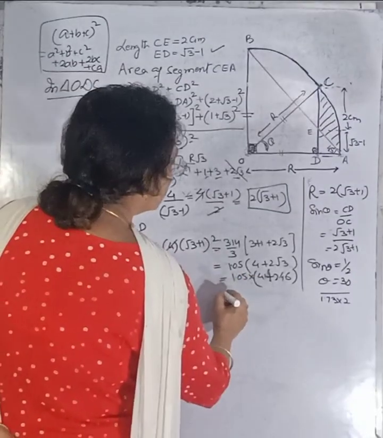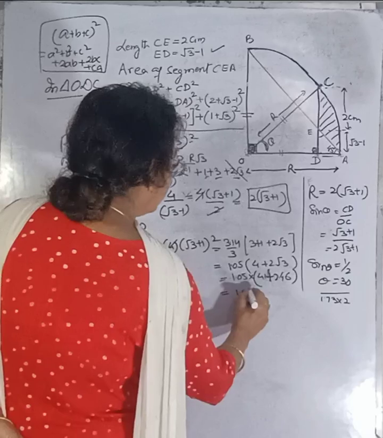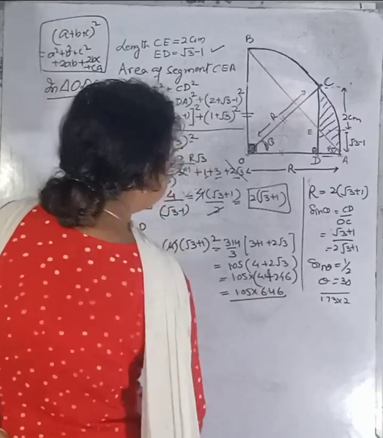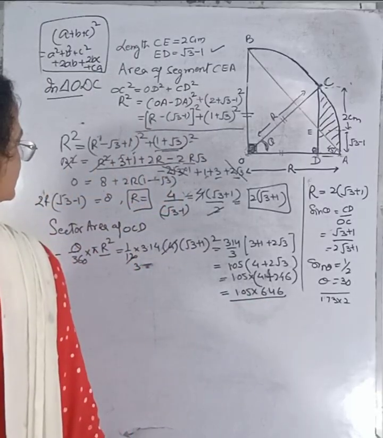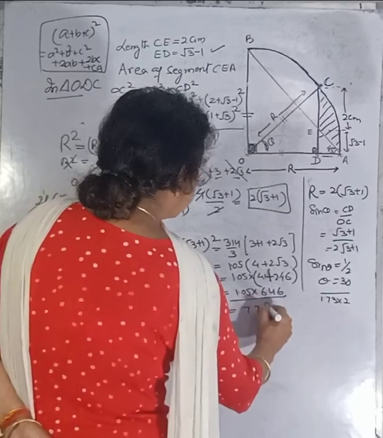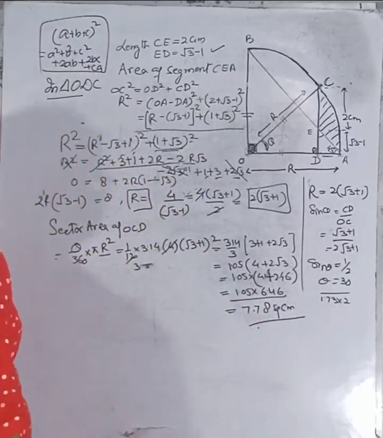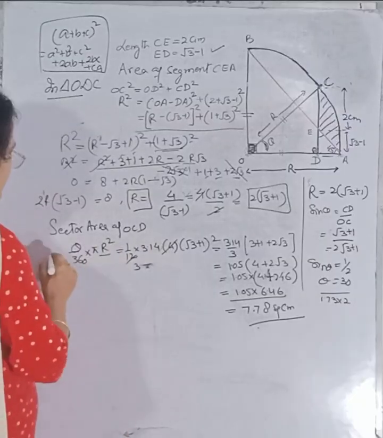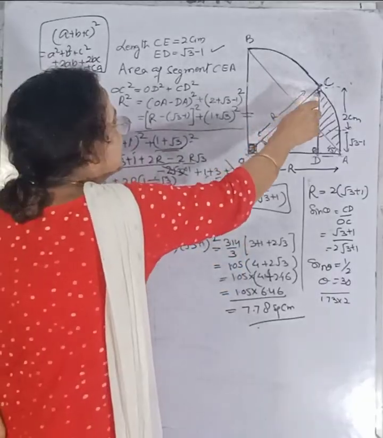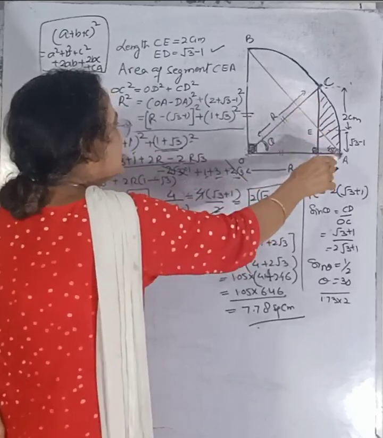Now we can calculate it. It will be equal to 1.05 into 6.46. This is to be multiplied. It will be approximately equal to 7.78 square cm. This is the sector area. One portion obtained. Now we have to obtain the value of this area, and this area is to be subtracted from the whole sector area.